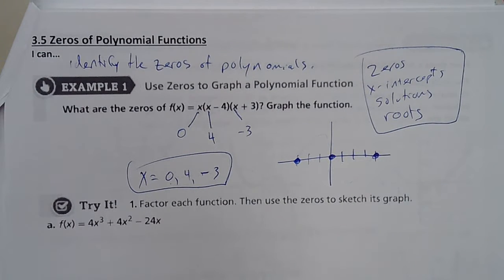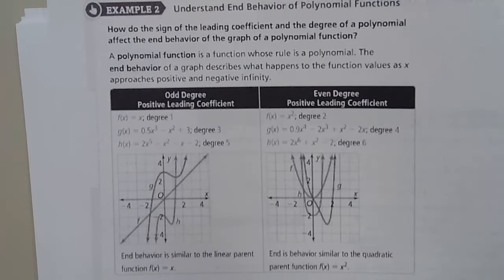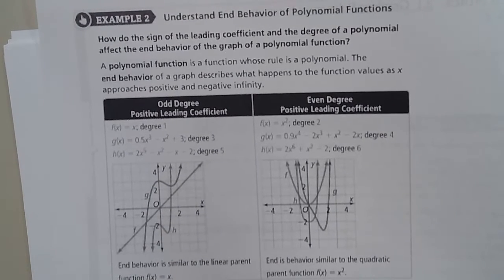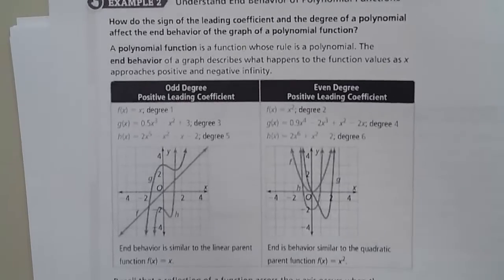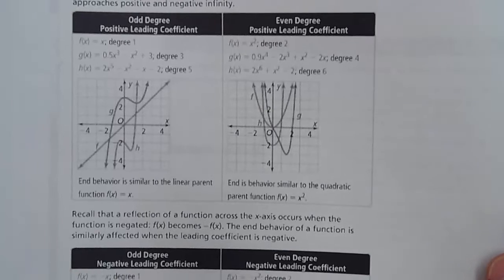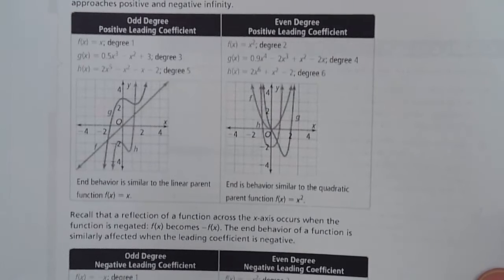We can figure it out based off of end behavior. So if we look back and remember back in 3.1, we did things with odd and even degrees, and positive and negative leading coefficients. We were able to tell whether it was going to go down and up or up and up and those types of things. We could use that here to figure this out. So let's take a look.